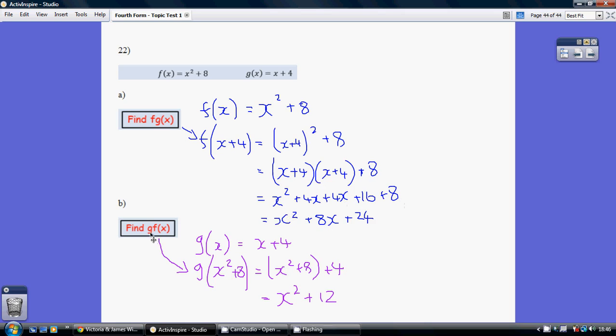Now part B, this has f of x ending up going into g of x. So write down g of x equals x plus 4. What's going into the g machine? Well, f of x is going in. x squared plus 8 is going in. So we're going to be working out g of x squared plus 8. So wherever we see an x, we replace it with an x squared plus 8. So it's an x squared plus 8 plus 4, which is simply an x squared plus 12.